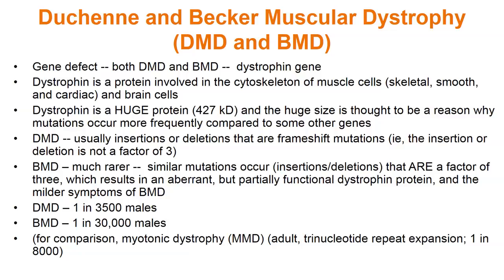So if you're just comparing frame shift versus in-frame, you could definitely say the frame shift is a more severe mutation, right? It changes everything downstream, and usually it results in an early stop codon and truncates the protein. So, not knowing anything else, you could say that the frame shift would be more severe. And that's actually what happens. Duchenne is a more severe form of muscular dystrophy than Becker is, even though they're caused by mutations in the same gene.